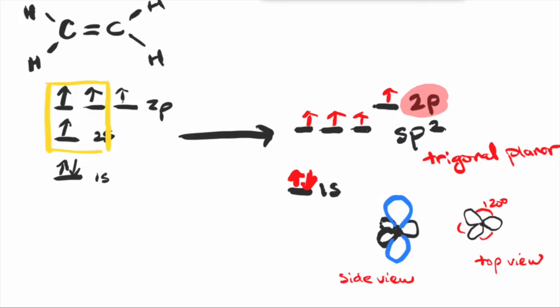If you want to draw the top view, it would just be going up towards you, and then the other one is just right below it. So that's the hybridized orbitals and the atomic orbital for one of the carbons. Let's draw it on the other side.